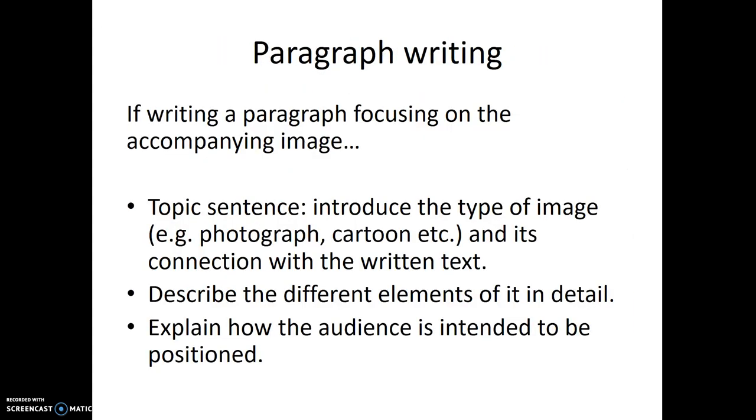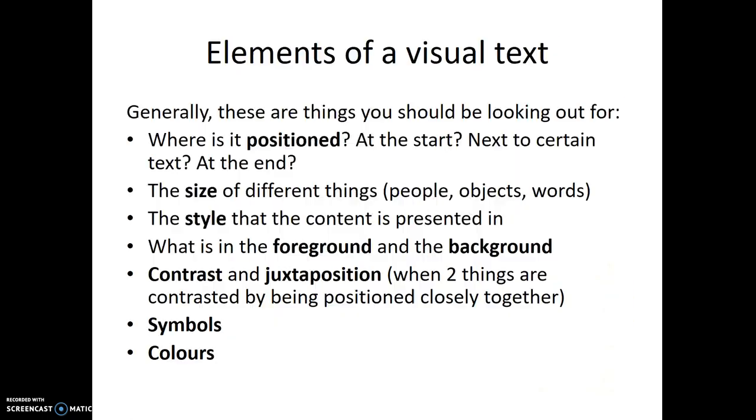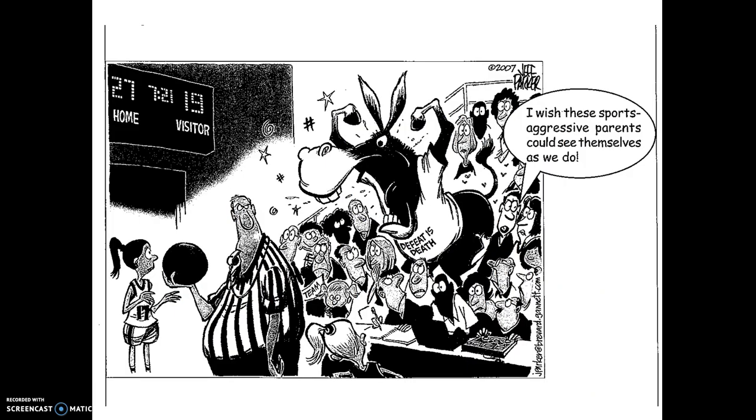Don't forget that the most important part is not just describing what the image looks like, but you need to explain how the audience is intended to be positioned. So for example, if you were looking at this, you might want to point out that the parent is portrayed as a donkey or an ass. The intention behind this being that the audience is meant to believe or think that these parents are making fools of themselves, because an ass is typically considered a foolish animal.